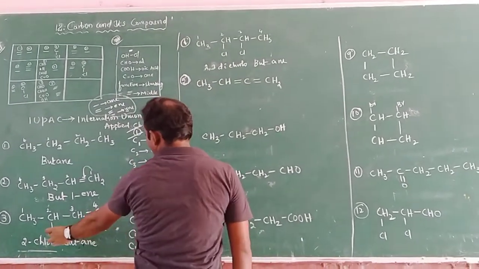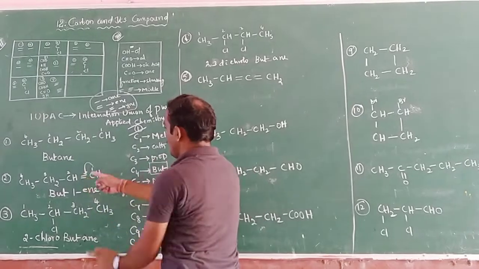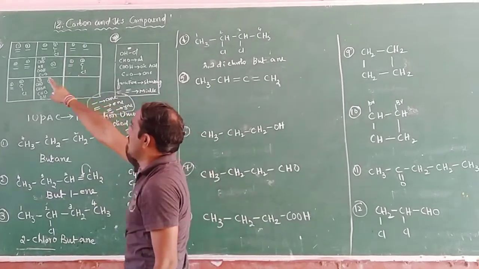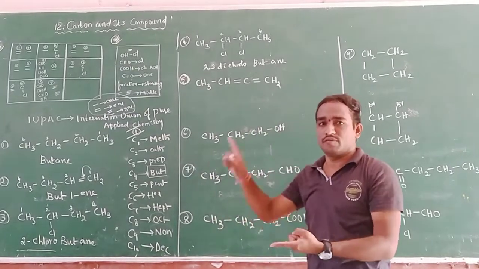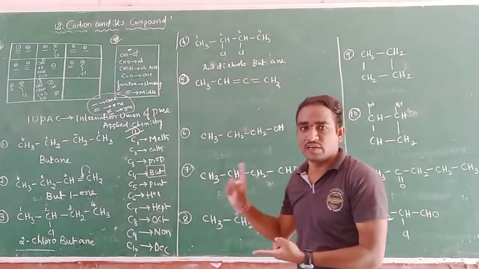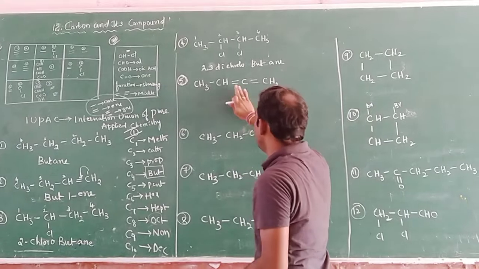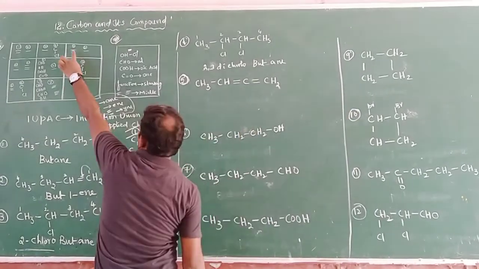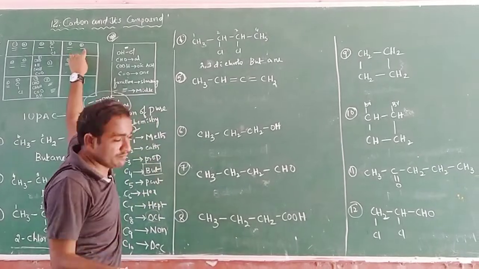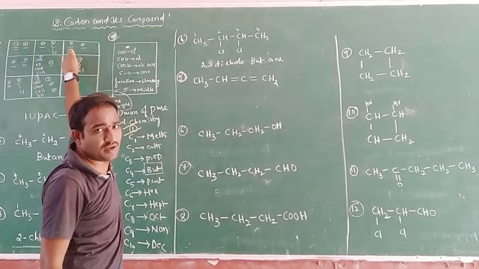And see here, in the condition of functional group, in this one the functional group is the double bond. So the double bond will come first; we have to give it priority as the functional group. And one more thing here, in this one, double bond and single bond. If a double bond and single bond come together, we have to give the priority to the double bond.